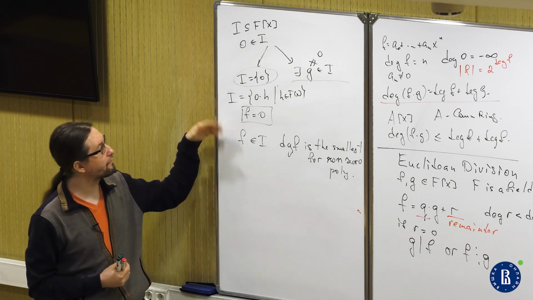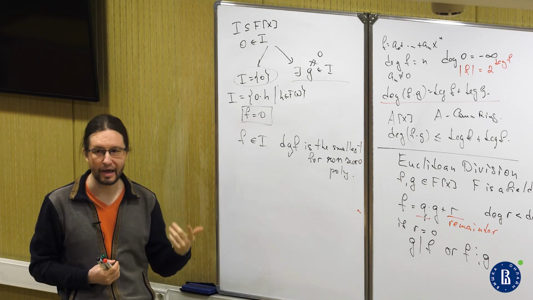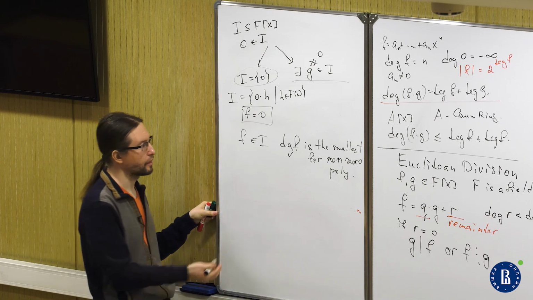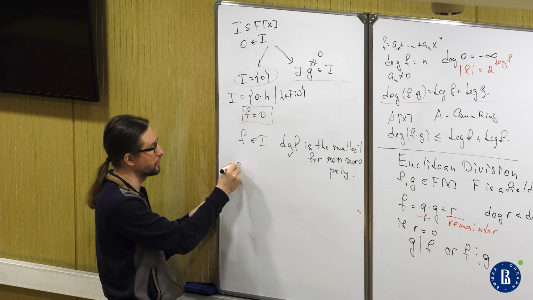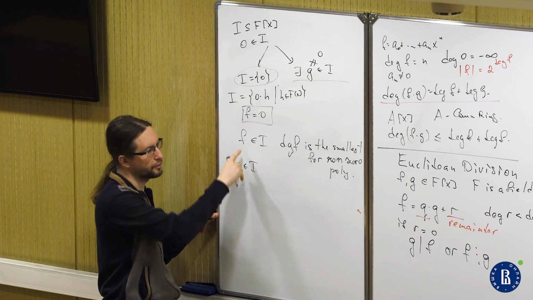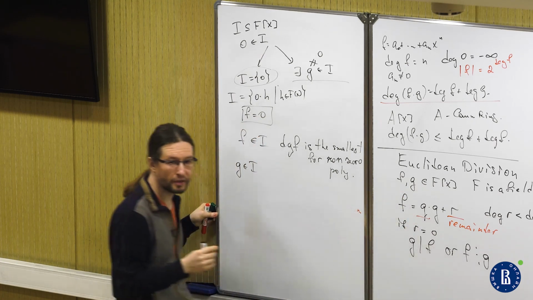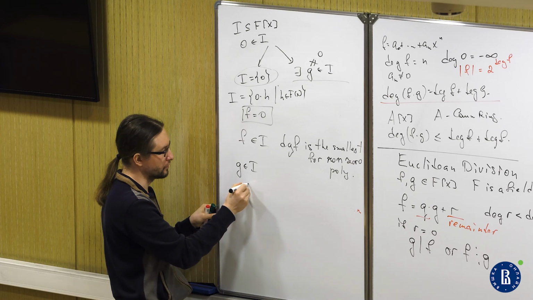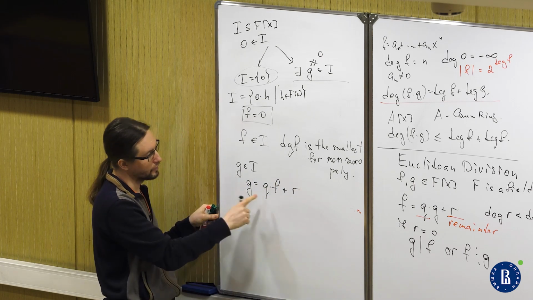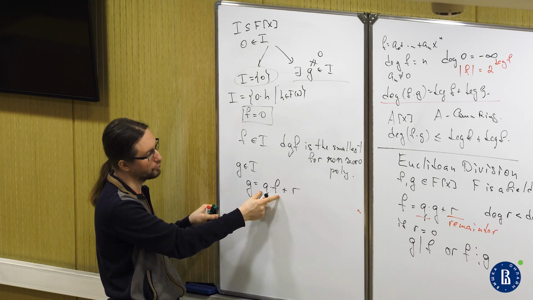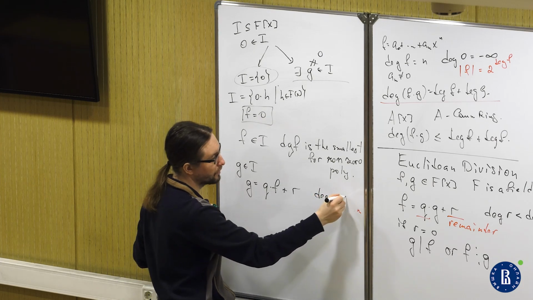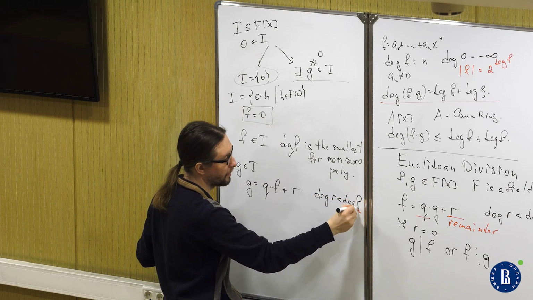Let's show that every polynomial in I is divisible by f. Okay? Now, let's take an arbitrary polynomial g from I, and I want to divide g by f with the remainder. So it's always possible to do. So we can represent g as the sum of the product q times f and the remainder r, and the degree of the remainder is strictly smaller than the degree of f.